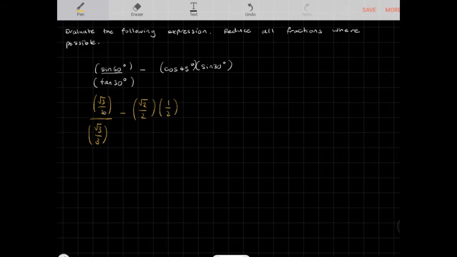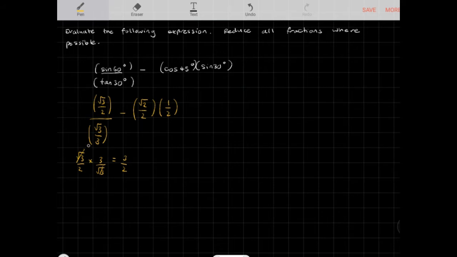Okay, so what I'm going to do here is I'm going to simplify this. Now you're dividing these two fractions together, so you get square root 3 over 2. And when you're dividing two fractions, you multiply by the reciprocal, 3 over square root 3. And you notice that square root 3 divided by square root 3 cancels out, and you actually get 3 over 2.